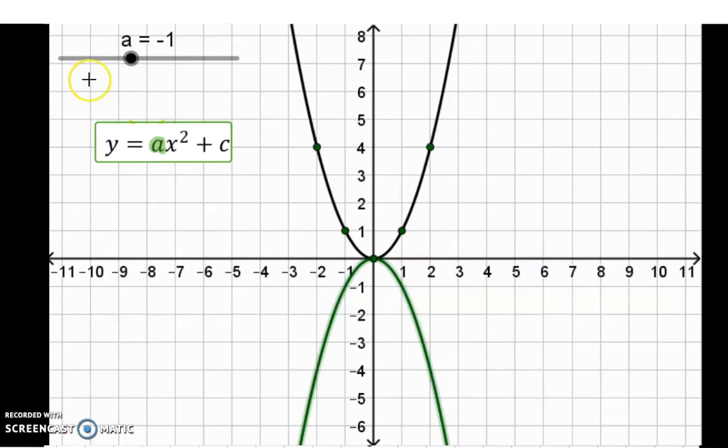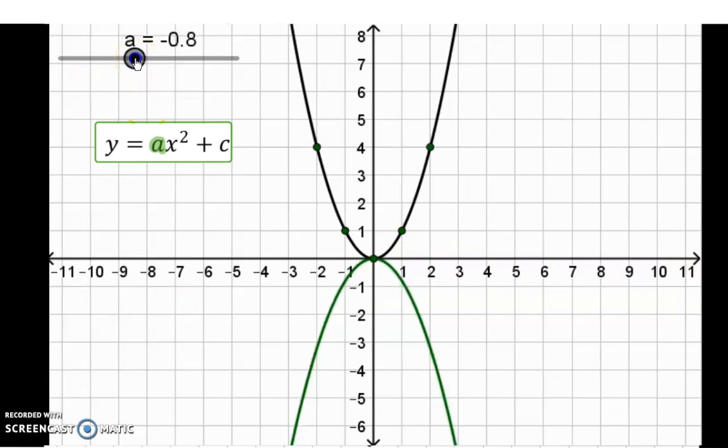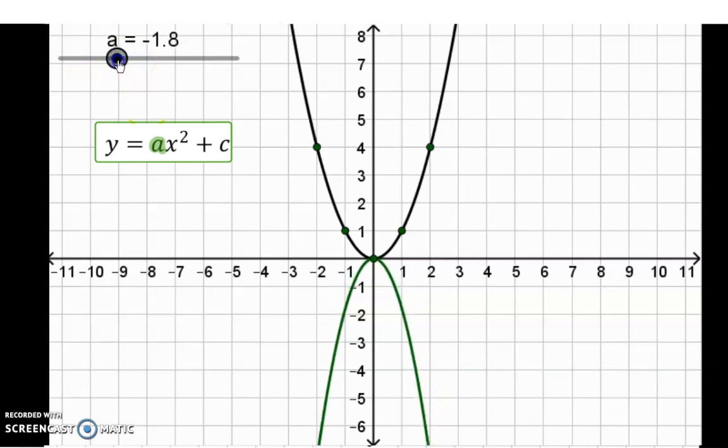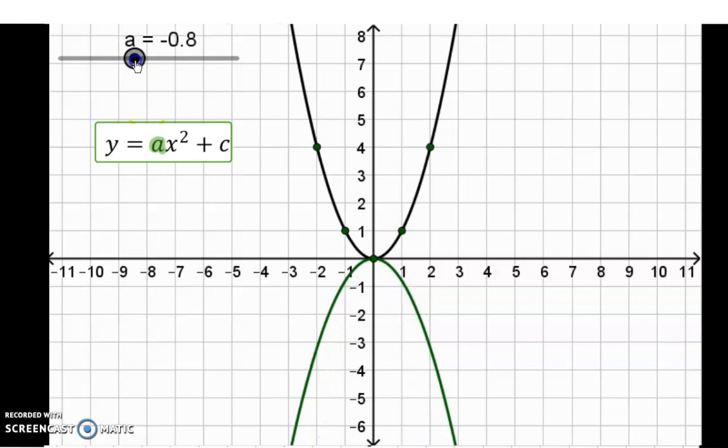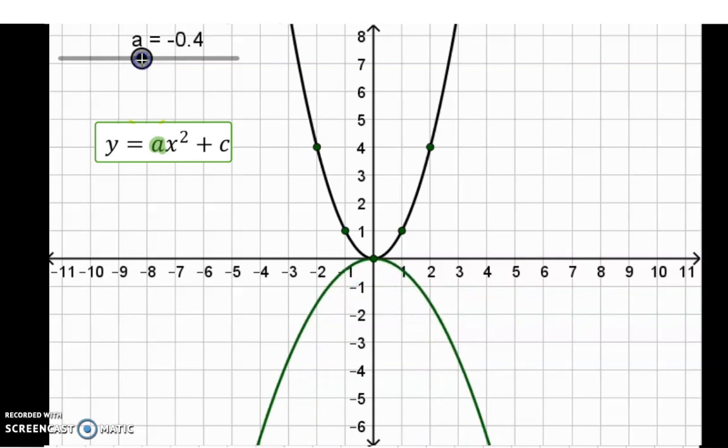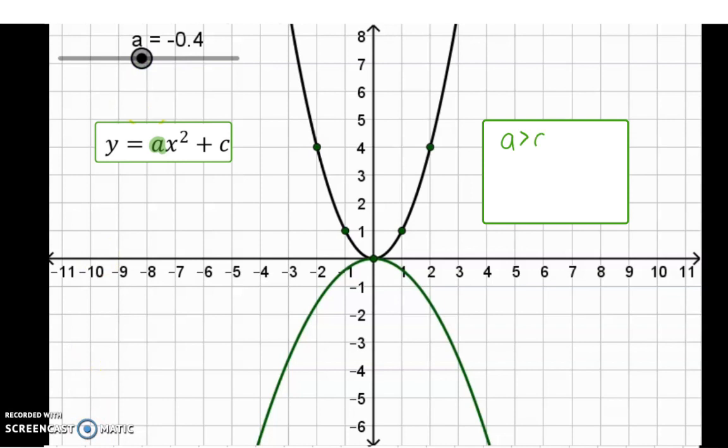And here again you can see that the bigger negative this a value becomes, the closer the arms move to the y-axis, and the smaller negative, the further away they move. So an a value bigger than 0 or positive will be concave up, which looks like a smiley face, and an a value that is smaller than 0 or negative will be concave down or a sad face.